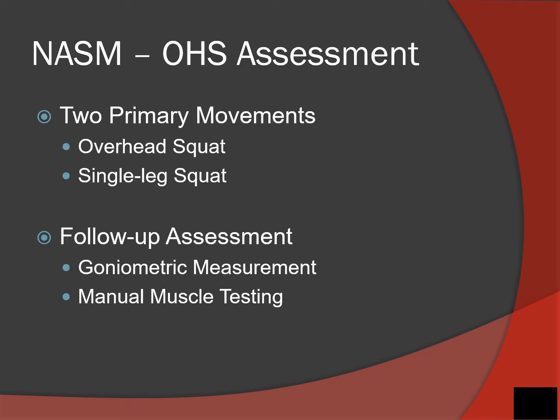When you look at the overhead squat assessment, there are two primary movements. You have the overhead squat and then the single leg squat. The overhead squat, you're going to be getting a lot of information about how they are in the bilateral stance position. With a single leg squat, you're going to be getting individualized information about the right and left leg respectively. You're also going to be getting information about the lumbopelvic hip complex and the core. So both of these in conjunction are super important.